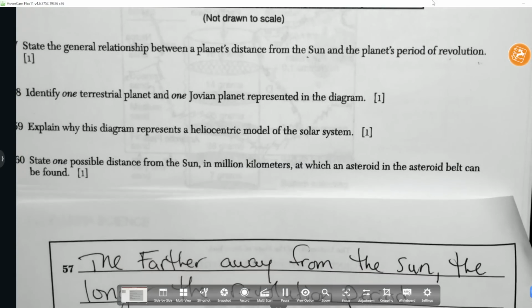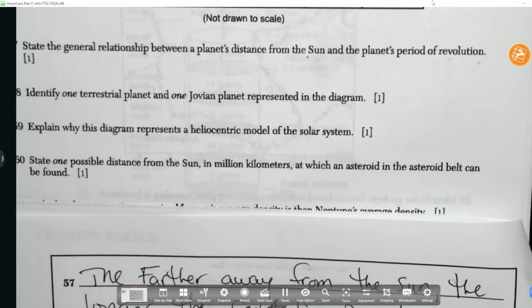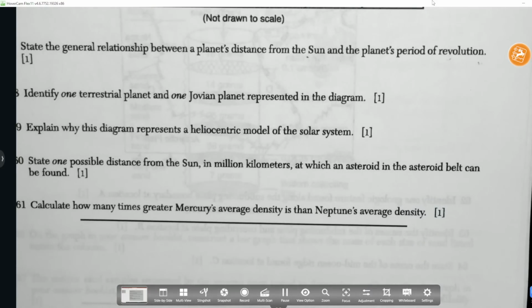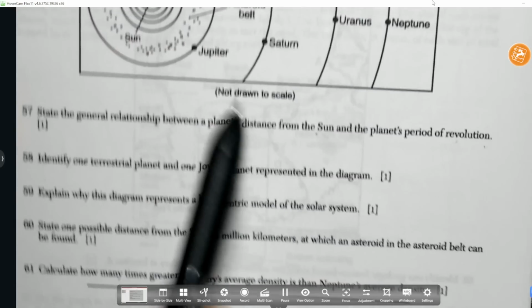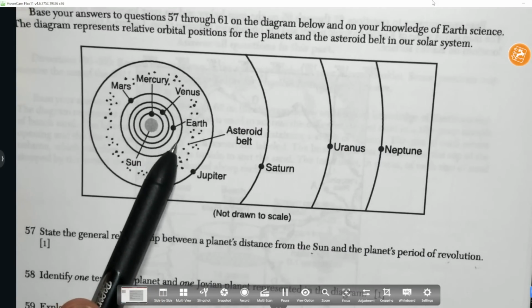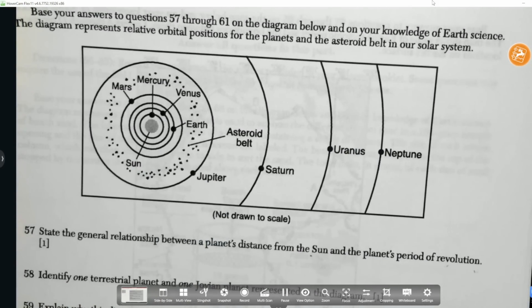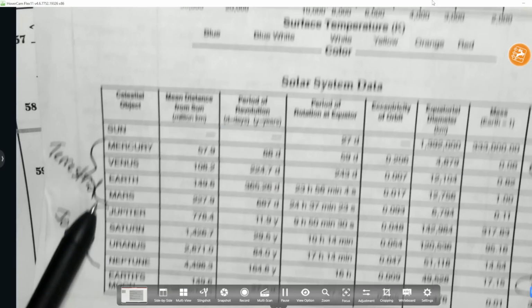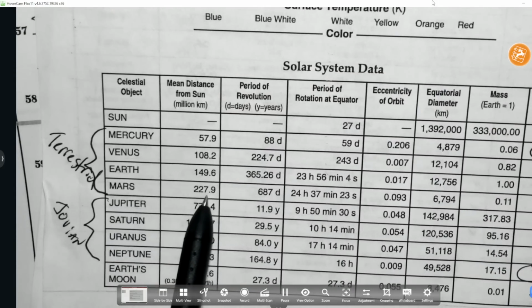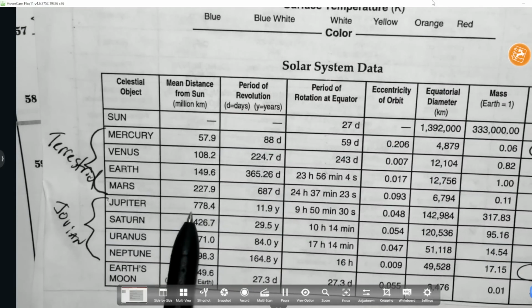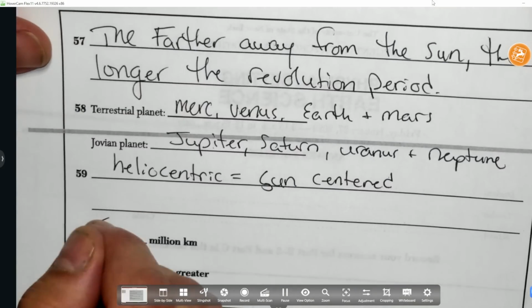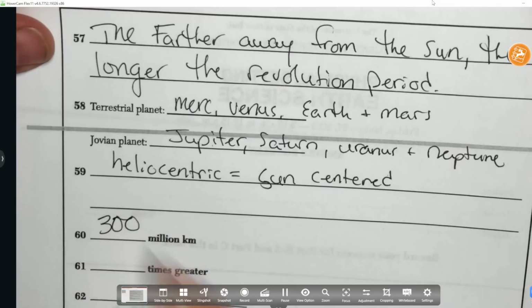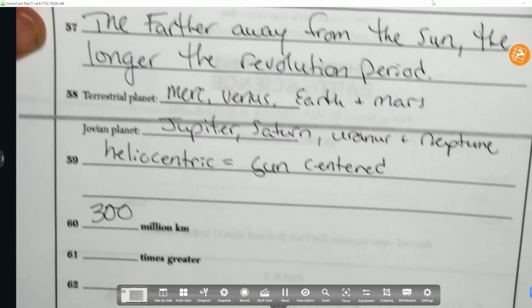60. State one possible distance from the sun in millions of kilometers in which an asteroid in the asteroid belt can be found. Asteroid belt is found between the inner planets and the outer planets. So, if these are our terrestrials and these are our Jovian, it's somewhere between 227 and 778. I don't know, I'm going to say 300 million kilometers.